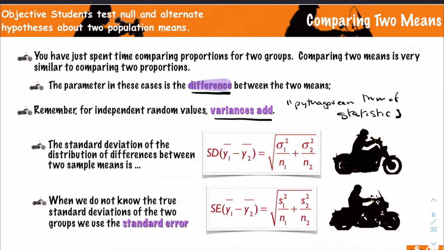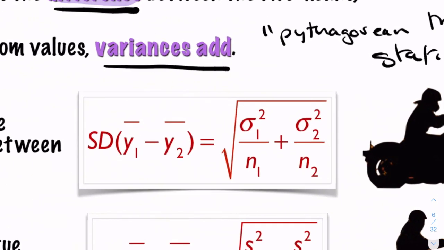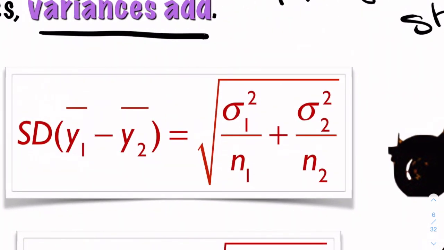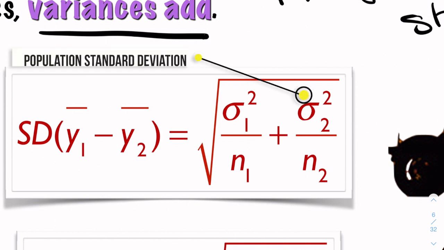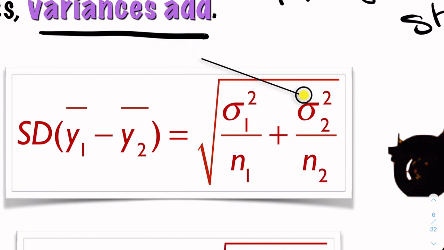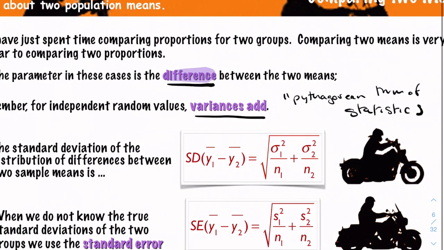If you do know the standard deviation of your populations, the standard deviation of the distribution of the difference between the 2 sample means is, the standard deviation of the difference in our averages is equal to the square root of sigma squared 1 over n1 plus sigma squared 2 over n2, which should look familiar.